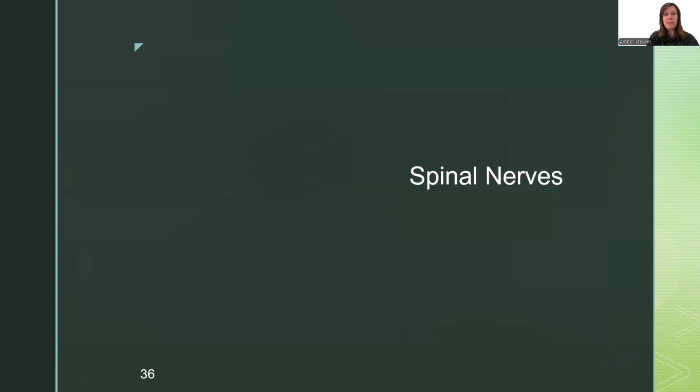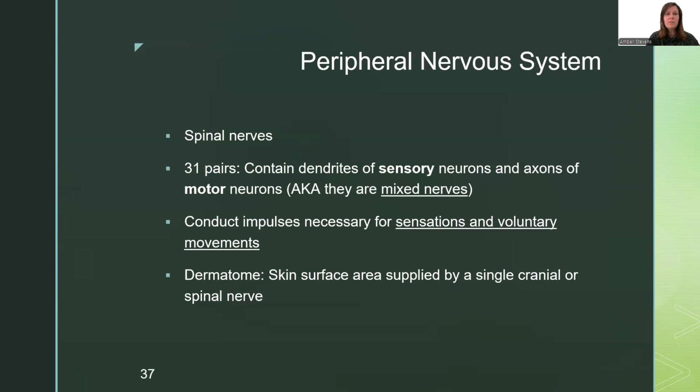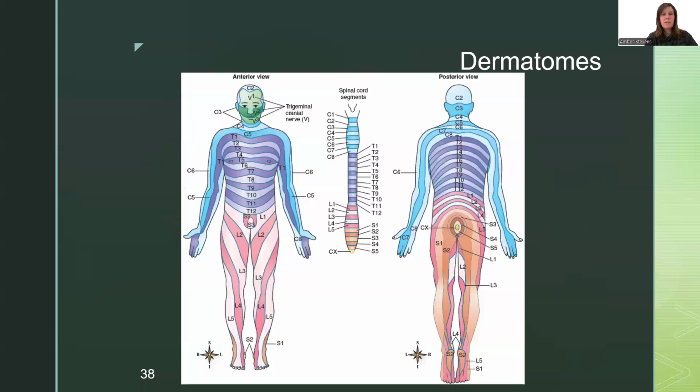All right, so moving on to the spinal nerves. There are 31 pairs of spinal nerves that connect the spinal cord to the rest of the body. And these mixed nerves carry sensory and motor, so sensory input, motor output, and each nerve serves a very specific area of the skin. And that is called a dermatome. So in this figure, we're looking at the very specific areas of the skin, which are called the dermatomes.